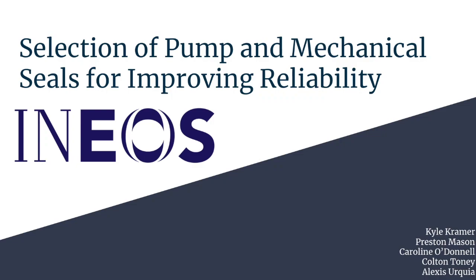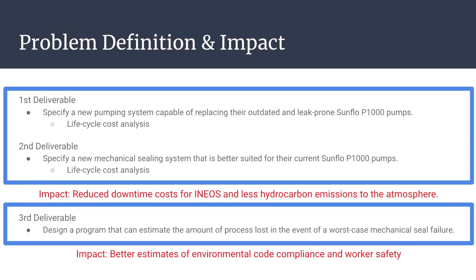This video will cover the selection of a pump and mechanical sealing system for improving reliability. The design problem was posed by INEOS, a multinational chemical company. 3 deliverables are required for this project.